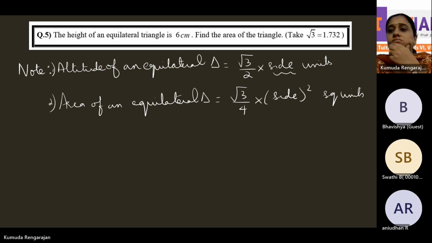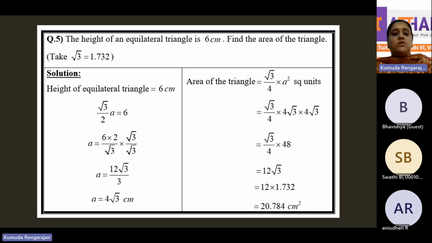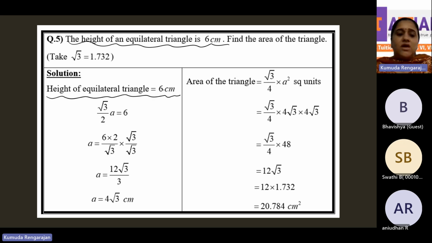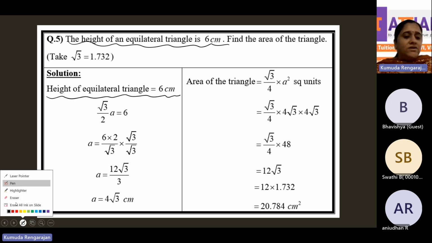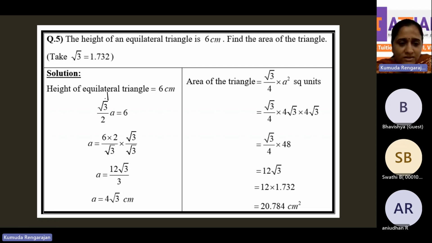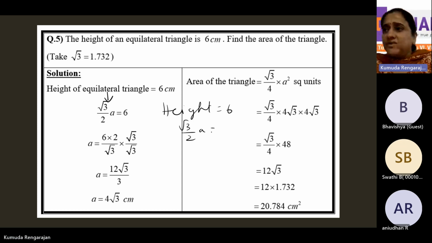Okay. So now what is given? The height of the equilateral triangle is given to us. Height is 6 centimeters. So height of the equilateral triangle is equal to 6 centimeters. Now what is height? What's the formula to find height? Root 3 by 2a. So under this, root 3 by 2a is equal to 6. If you say height is equal to 6, that means root 3 by 2a is equal to 6, right? Because height is equal to 6.